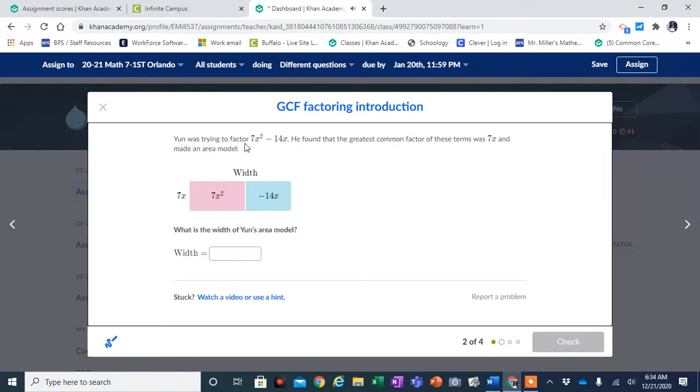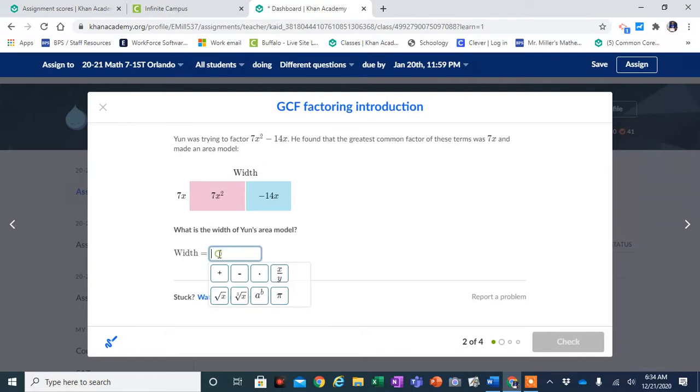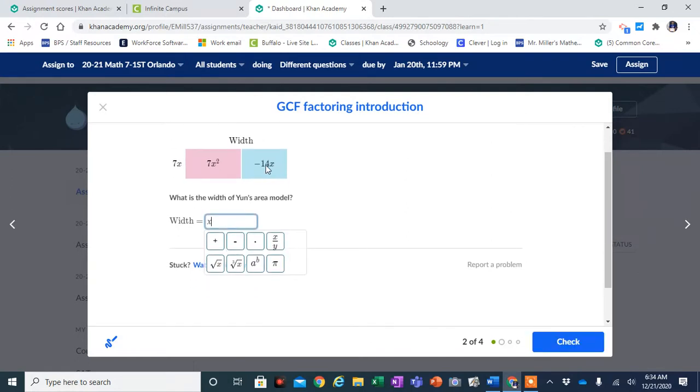Okay, Yun was trying to factor 7x squared minus 14x. He found the greatest common factor of these terms was 7x and made an area model. What is the width of Yun's area model? So 7x times what? That would be x. And then we need a negative sign, so it's going to have to be minus. And then 7 times 2 would give me 14, and we already have the x.